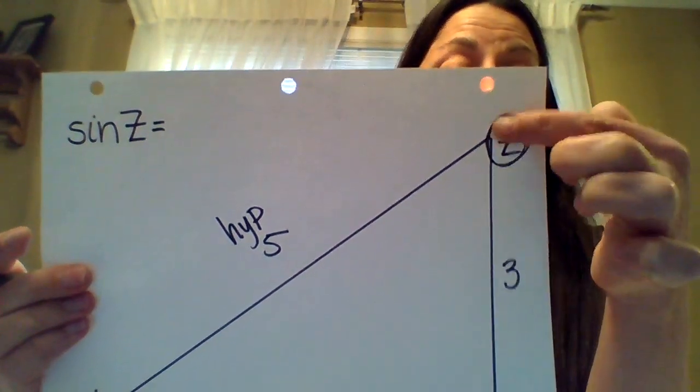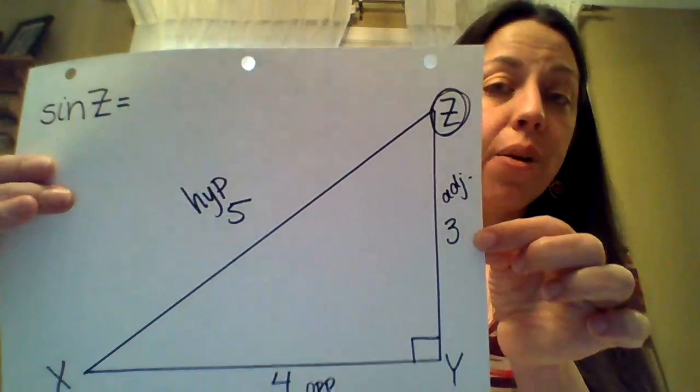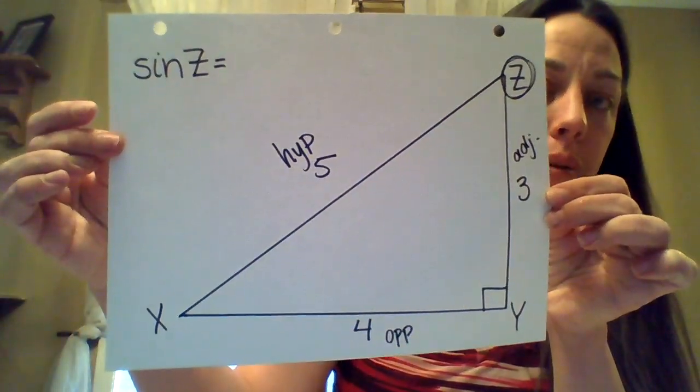You're right. If you go across the triangle from Z, 4 is opposite, and that would make 3 adjacent. Guys, as you're getting started here, I would honestly think about labeling every single leg in every single triangle, just so you get used to that, okay? So we have opposite, we have adjacent, we're ready to go.